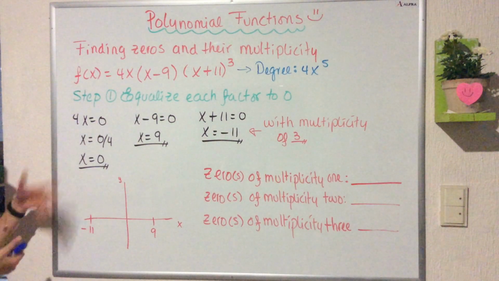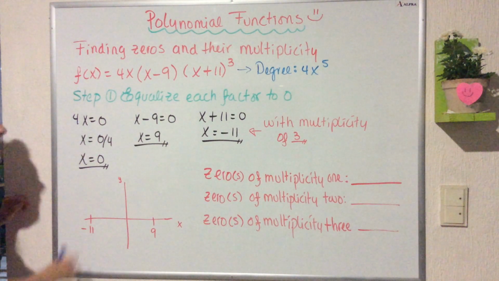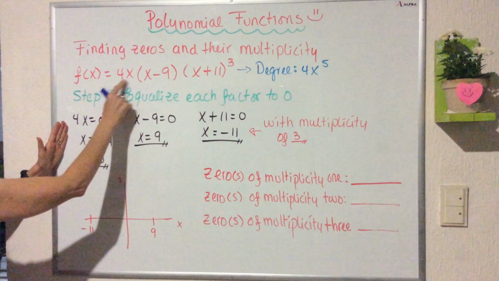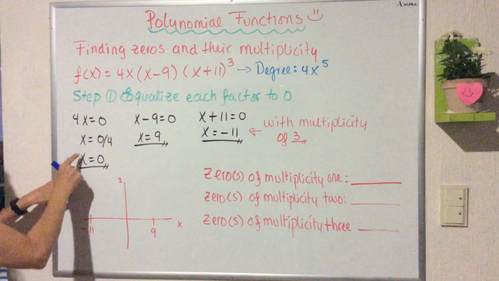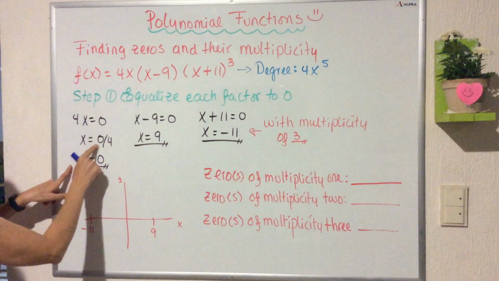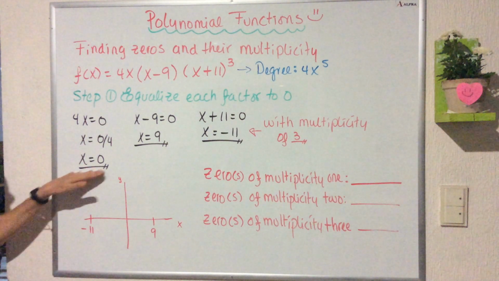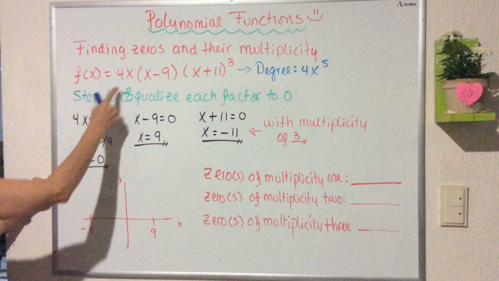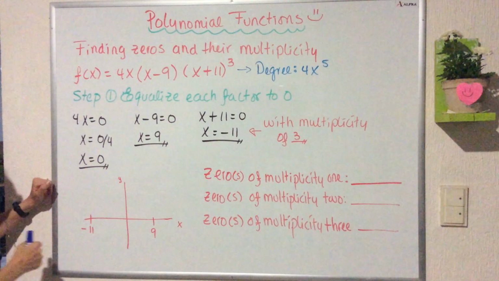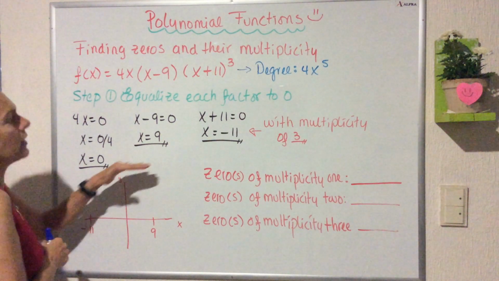Now, in order to get them, we equalize each of the factors to 0 and we solve for x. So in the first one, we have 4x equals 0. So we solve for x and we get x equals 0 over 4. So in the end, x equals 0 in this one. The multiplicity of this one is 1, because this x is not being raised to the second power, okay? So that's why this is a multiplicity 1.